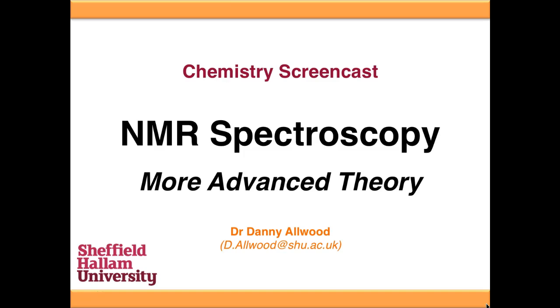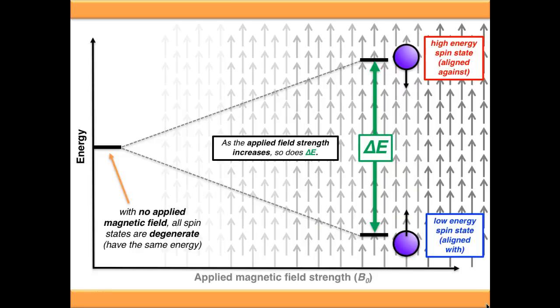Okay, so this video deals with slightly more advanced theory behind generating signals in NMR spectroscopy. It builds on the previous video on basic theory, where we got to this stage here. So if this looks in any way confusing, then go and look at the previous video. I'll put a link to that in the description.